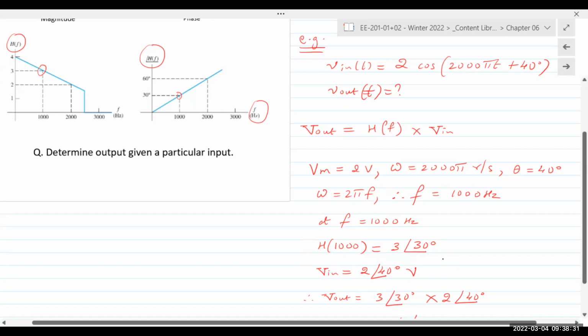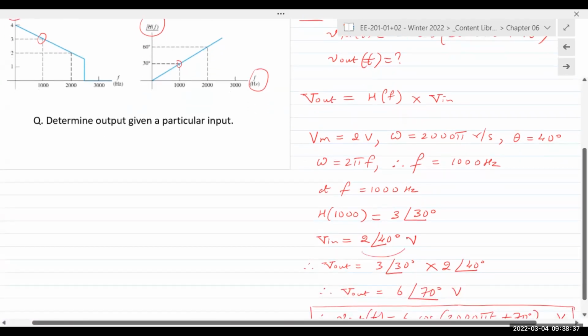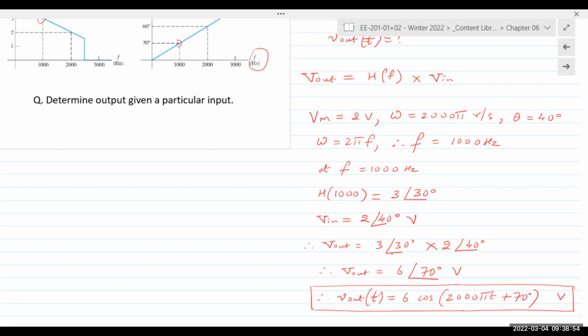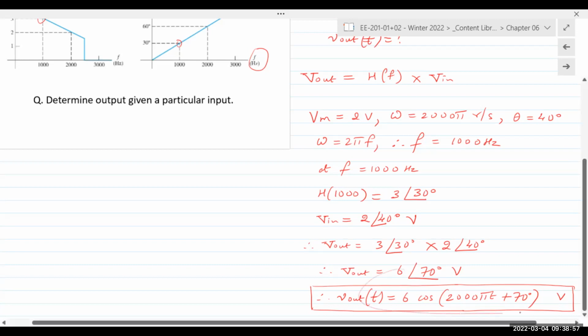H of f is V out over V in. So V out is H of f times V in. We write the phasor for V in, which is 2 angle 40. V out is simply 3 times 2, magnitude of 6, and phase angle 30 plus 40, so 70. So 6 with a phase of 70 degrees. Final answer, V out of t has to be in time domain, so we write 6 cos of 2000 pi t plus 70 degrees, in volts.